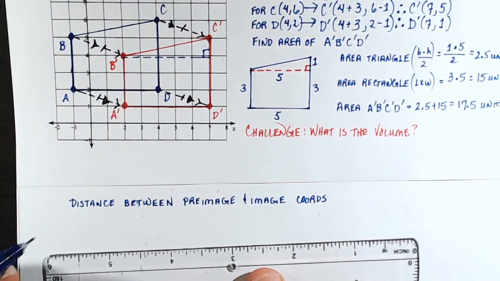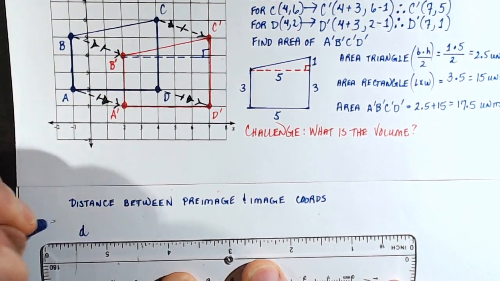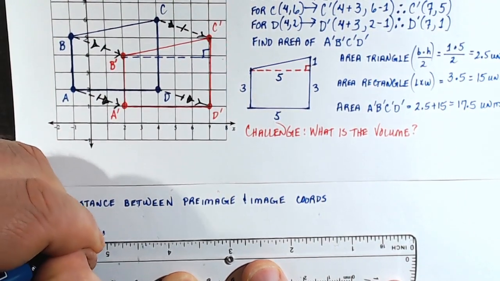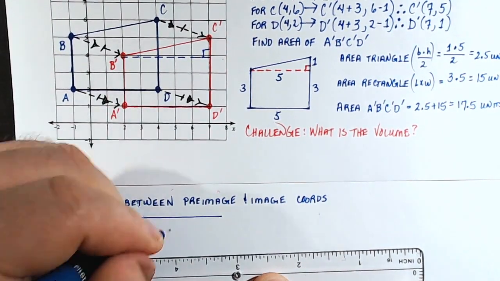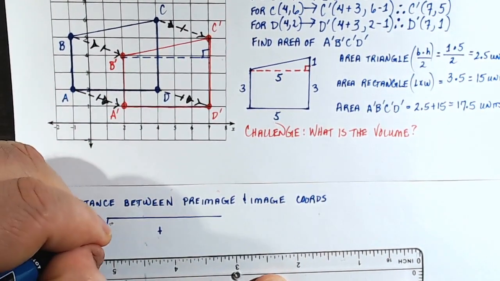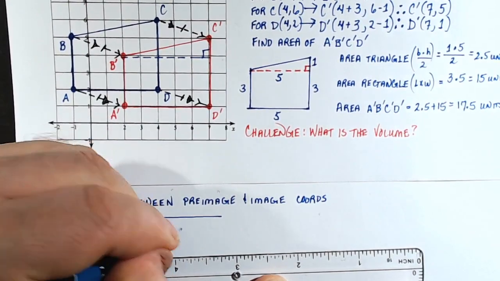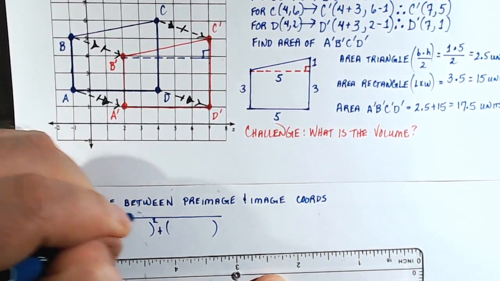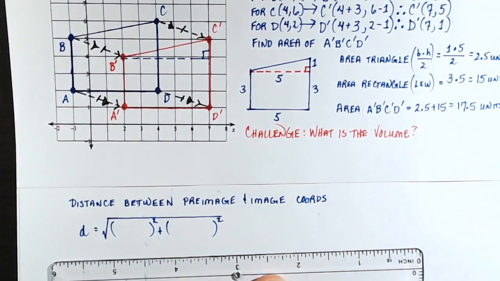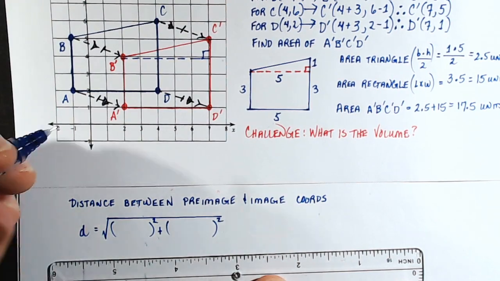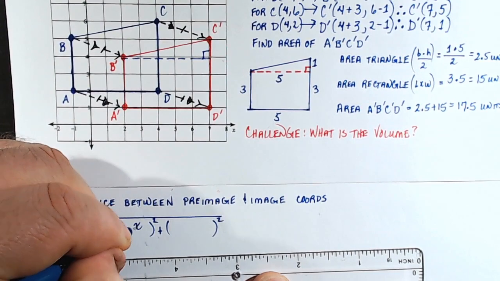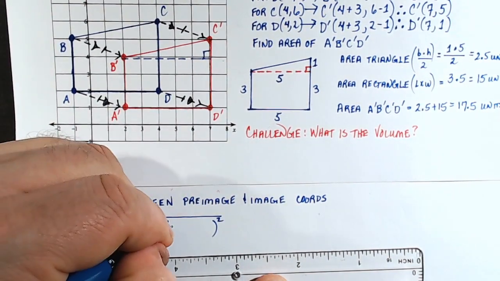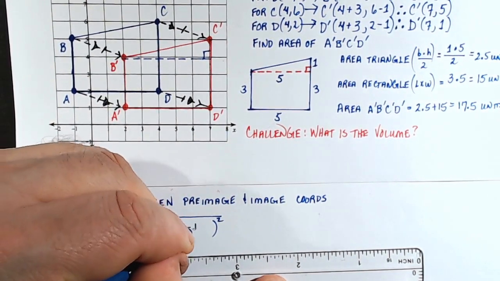All right, so here's the distance formula. Distance equals the square root of the sum of the squared differences in the y's and the x's. So this is x2 minus x1, y2 minus y1.